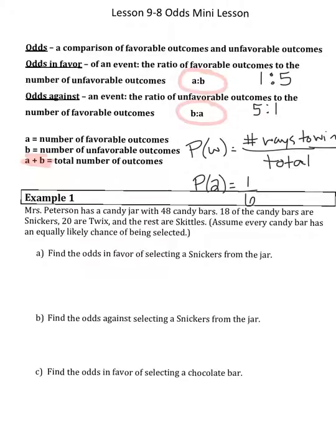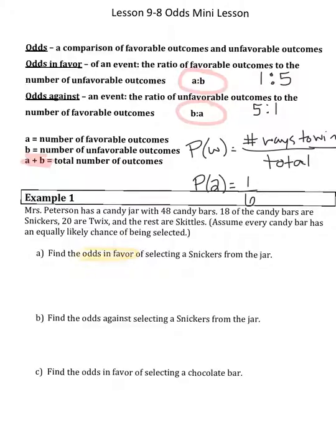Okay, so let's try this. Mrs. Peterson has a candy jar with 48 candy bars. 18 of the candy bars are Snickers, 20 are Twix, and the rest are Skittles. Assume every candy bar has an equally likely chance of being selected. Find the odds in favor of selecting a Snickers from the jar.